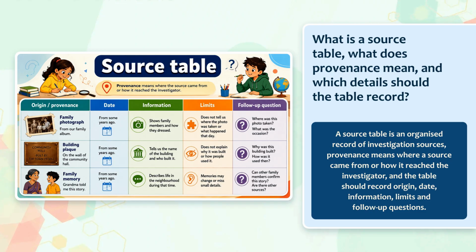A source table is an organized record of investigation sources. Provenance means where a source came from or how it reached the investigator, and the table should record origin, date, information, limits, and follow-up questions. Using the same fields makes sources easier to compare. Next, we will arrange findings on a timeline.